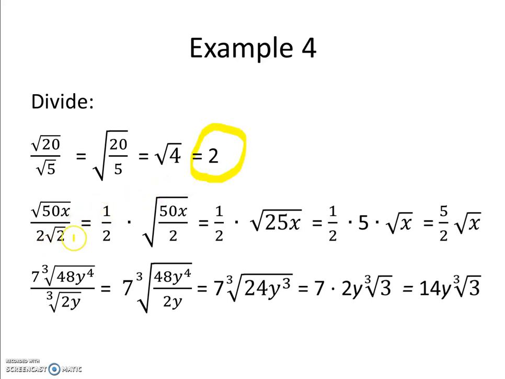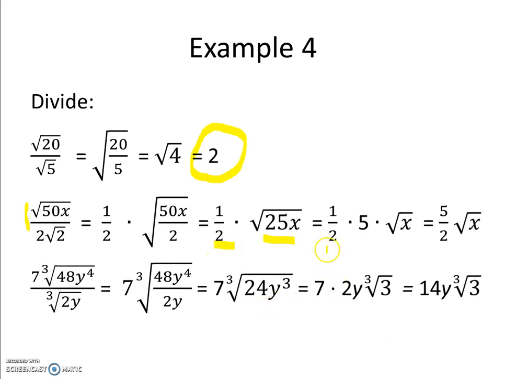On the next one, we can bring the 1/2 out. That's that imaginary 1 that sits up there. And we take it times the radical 50x divided by the radical 2, but we can write that under one square root. So we have the square root of 50x divided by 2, which we know is 25x. We still have that 1/2 hanging around outside.